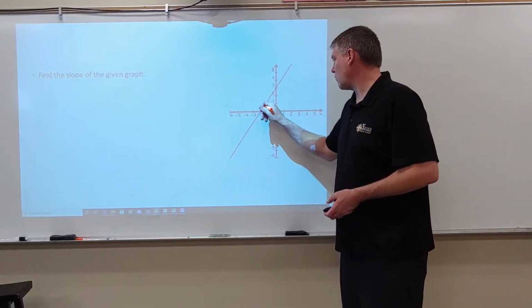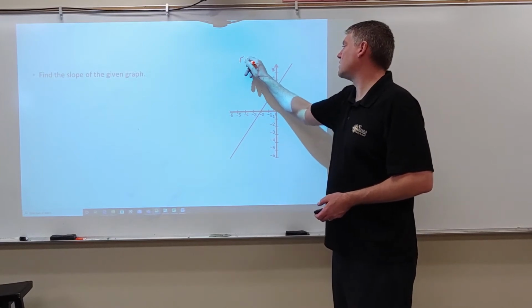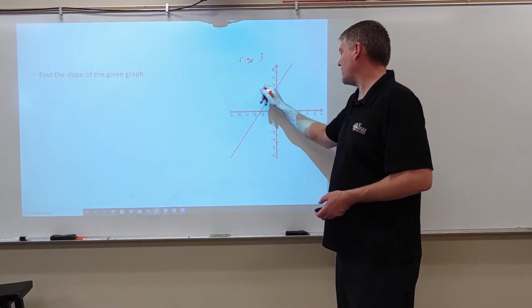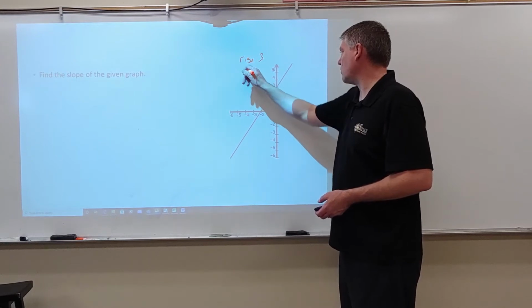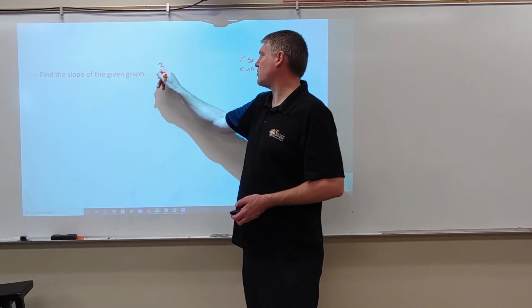So I'm going to count up. 1, 2, 3. So my rise is 3. And then my run, 1, 2. Run is 2. So my slope here is 3/2.